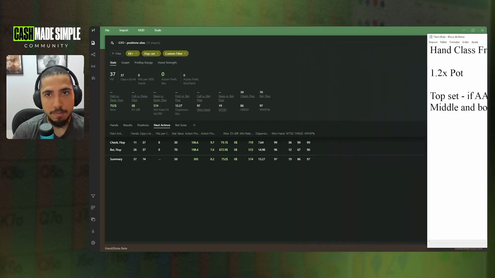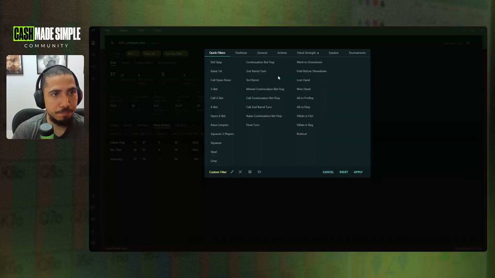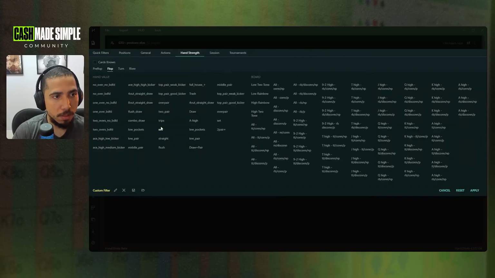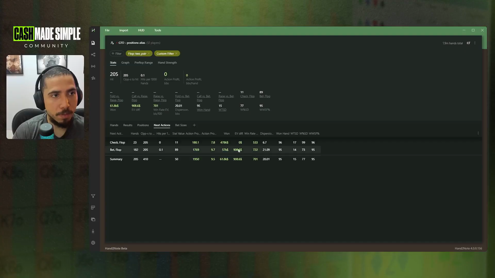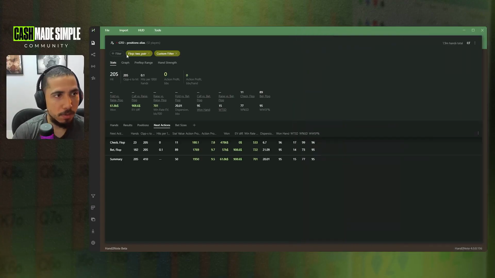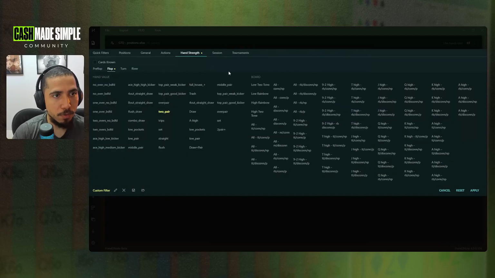Let's take a look specifically now at two pair instead of a set. So two pair, 90-10. Okay. There you go. We have our hand class frequency heuristic. Let's move on now to top pair because, well, we're not going to have trips and flushes or straights on these boards because they're two-tone, not paired.